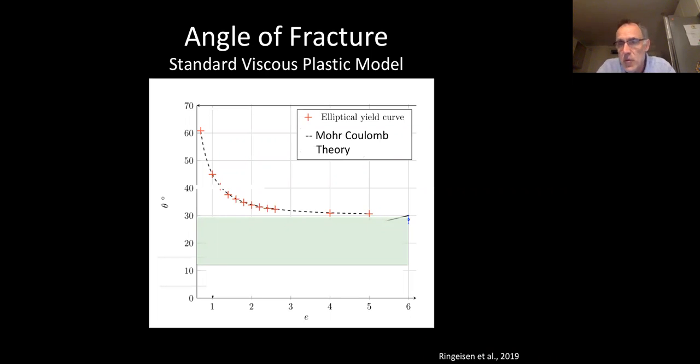And again, this is against observations of granular material. The intersection angle between fault lines in granular material is independent of the confining pressure, unlike that for the VP rheology with the elliptical yield curve.